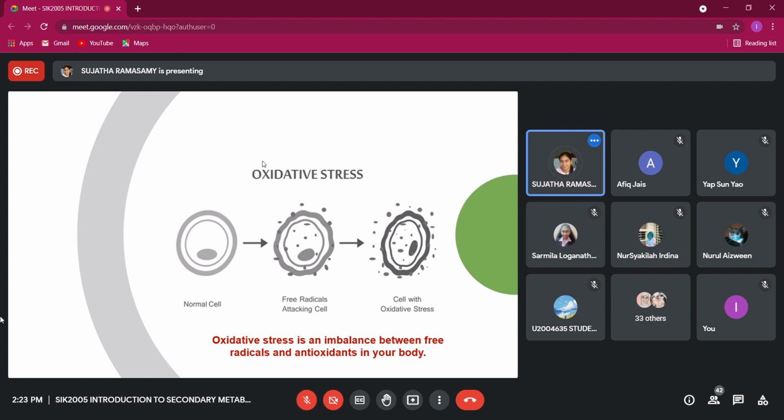inflammation. It can also stop the wound healing process and cause other illness in the body. You can see how free radicals can cause many issues in the human body.